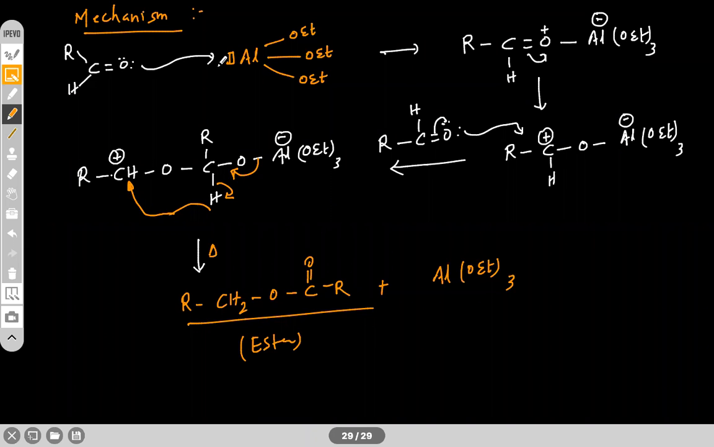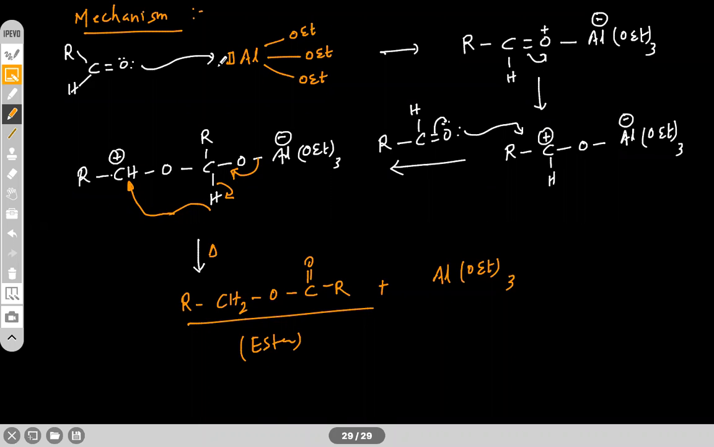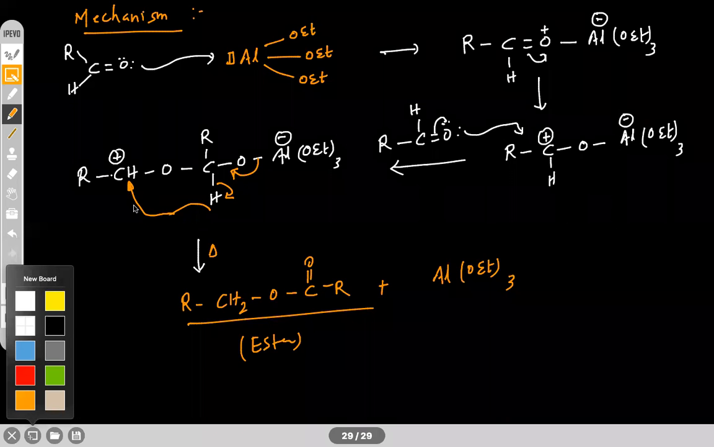The name of the reaction is what? Tischenko reaction. You cannot ignore this. It's not very important, but yes, they have asked questions on this also. So you must remember: two molecules, oxidized and reduced product, you write down, eliminate a water molecule, and you'll get the answer. One more thing: RCHO converts into RCH2OCOR. Based on this, try to write down the product.